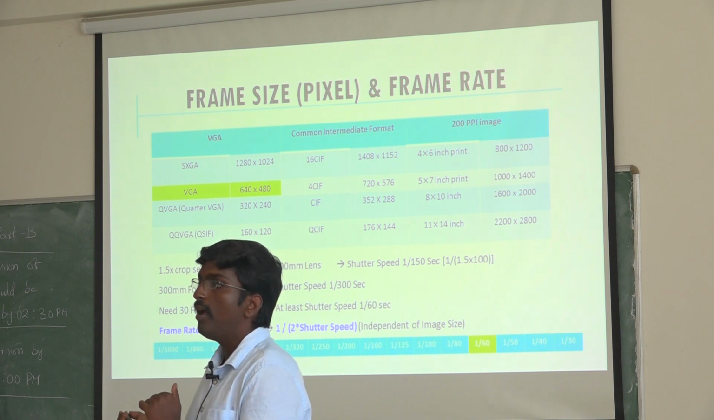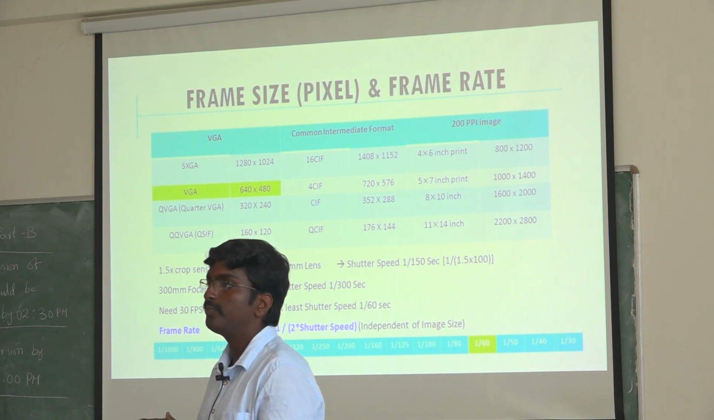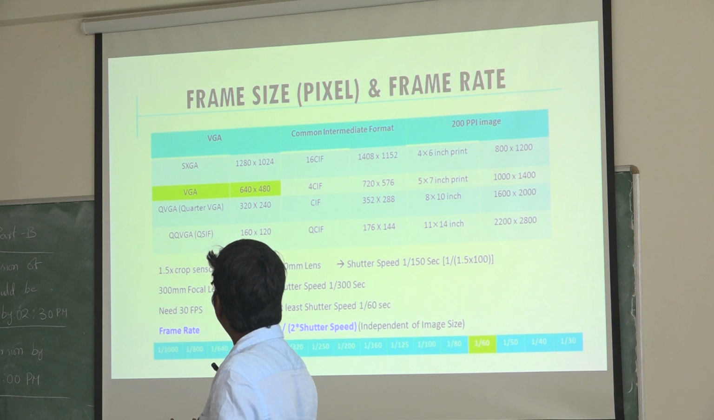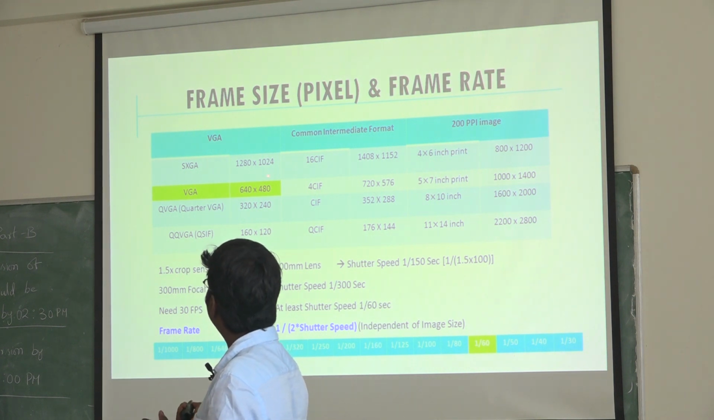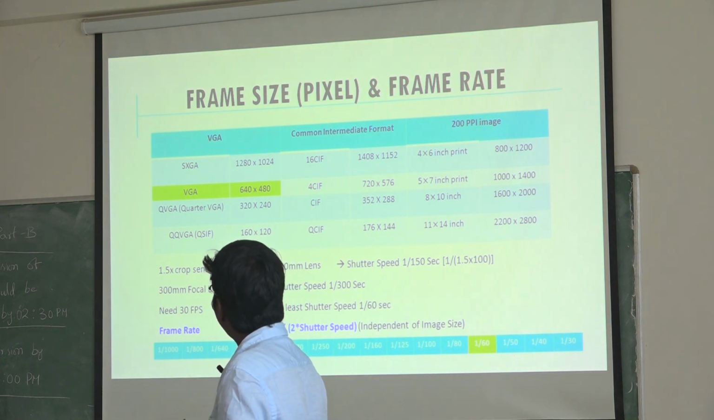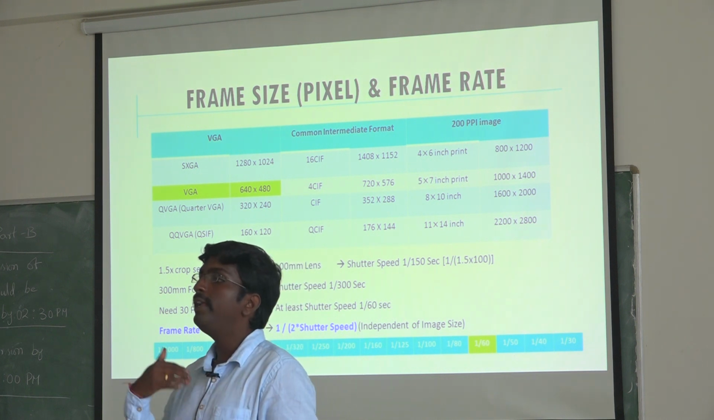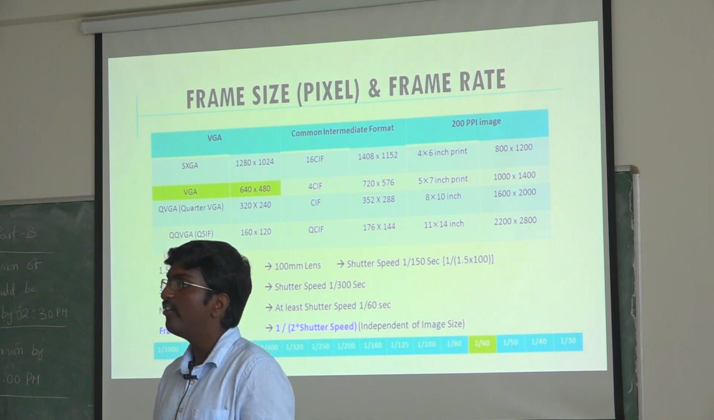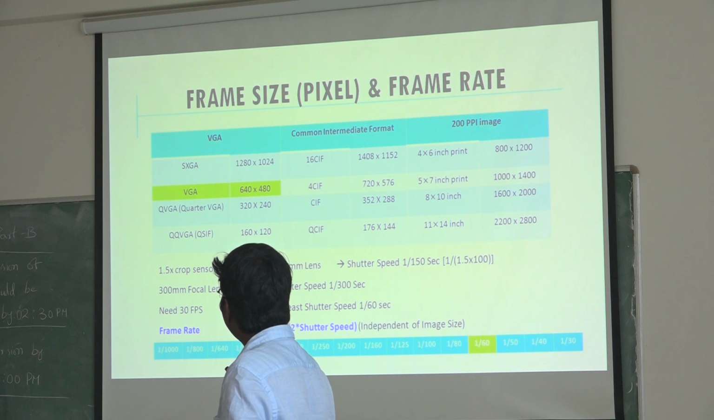280 pixels. Per column I have 1024 pixels. Similarly 640 by 480 and so on, these are the different frame sizes for the standards. If I want to reach this frame size, what should my camera lens be, or what shutter speed do I need to get for the video? Those are represented down here.